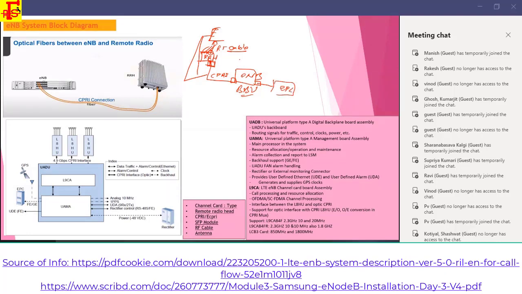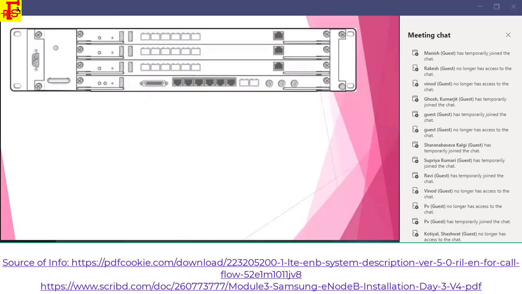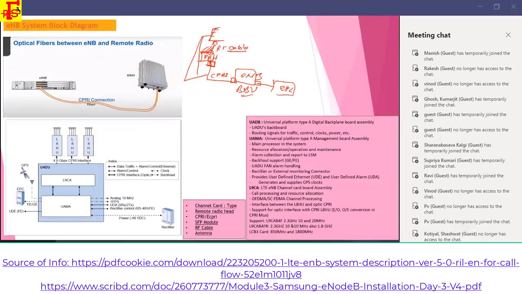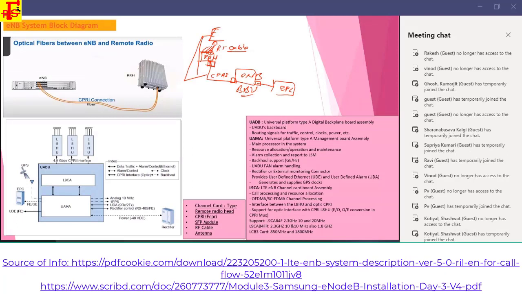So this type, you can see physically in the tower how it is connected. In a lab environment also we can grow like this. Yeah, so this RRH is sitting on top of the tower. What is the use of RRH? You can see in this image the RRH is connected through the CPRI cable. It is connected to the eNodeB in this spot. I will come to the eNodeB, but first we'll come to the RRH.